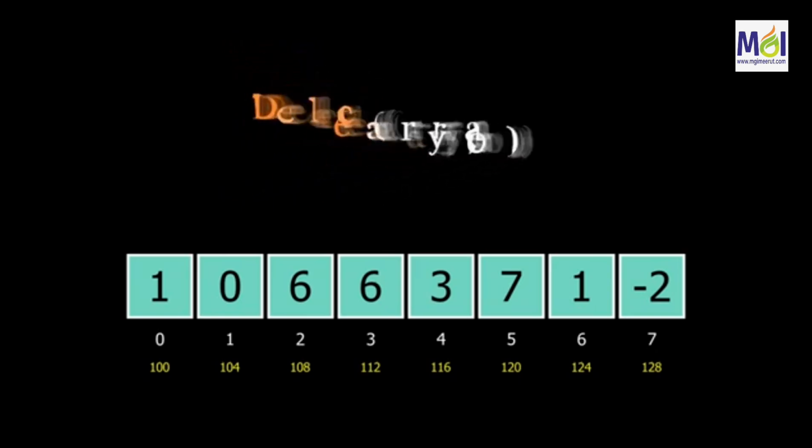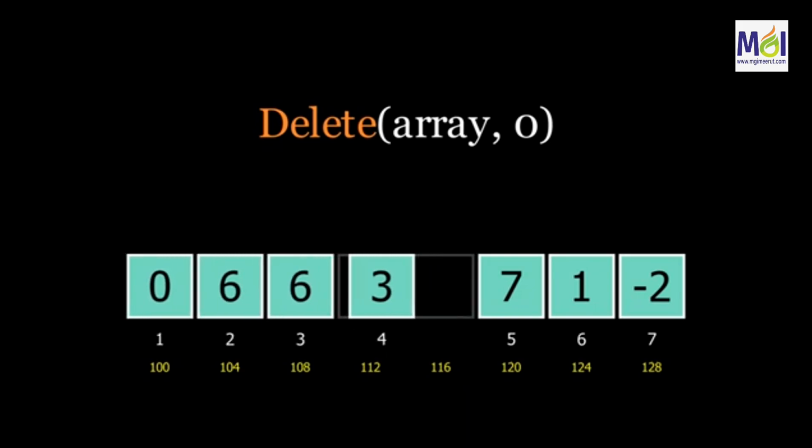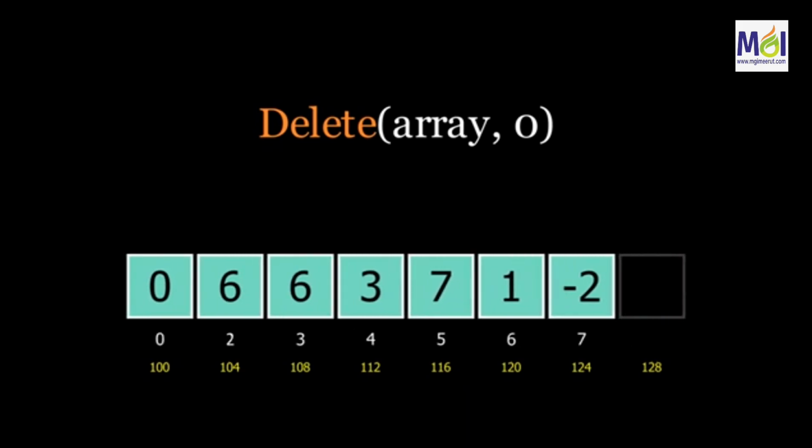Let's say we have to delete the element at 0th index in the array. So this function will take all the elements that are right to it and will shift one element left. Deleting the element from the front of the array is quite expensive. You have to shift all the elements one step left. So it will be of big O of n time complexity.